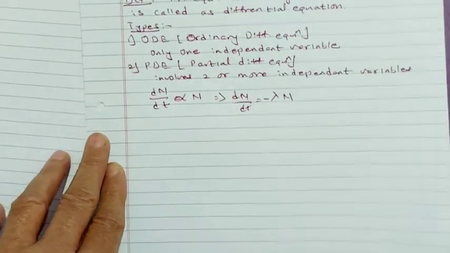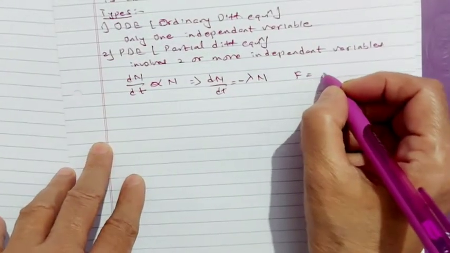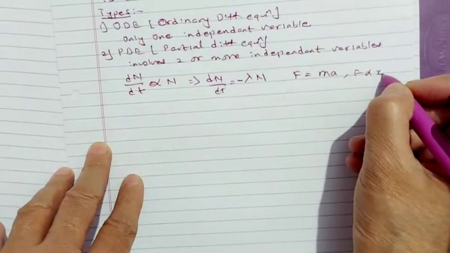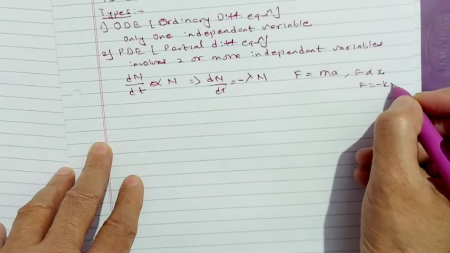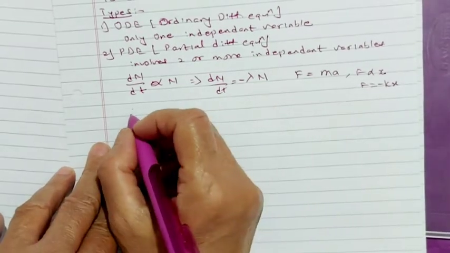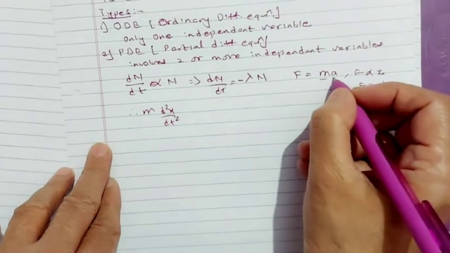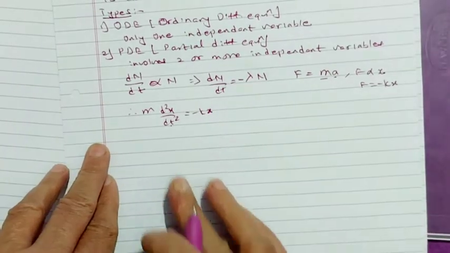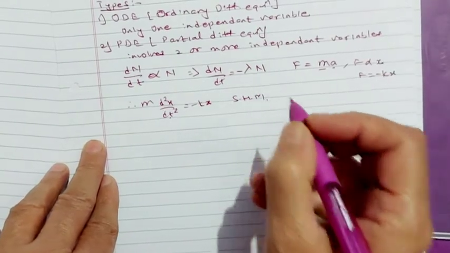Similarly, we come across the simple harmonic motion equation, which is nothing but force, force is equal to ma, and we say that force is proportional to x, with a constant. If I remove the proportionality constant, it's minus kx. Therefore we can always write m d2x by dt square, because ma is this, is equal to minus kx. This is again a differential equation, of the simple harmonic motion, correct?